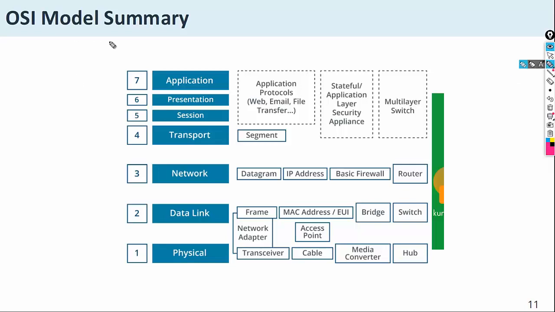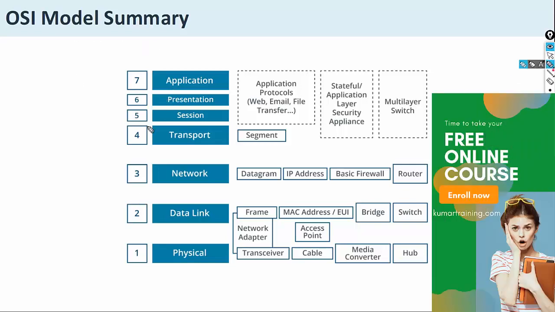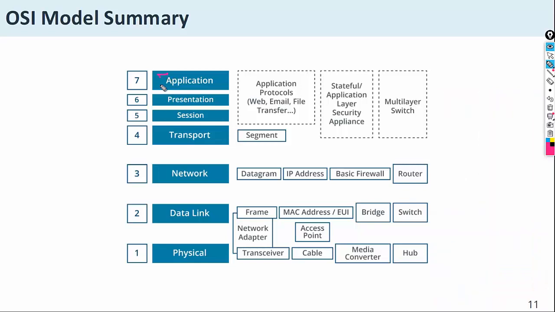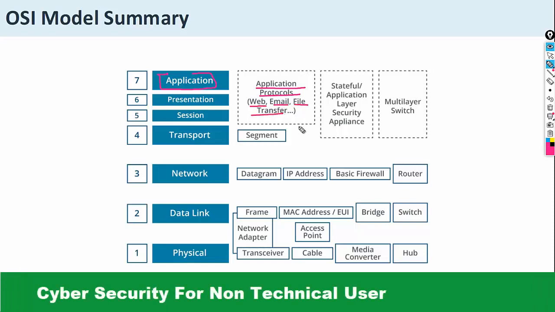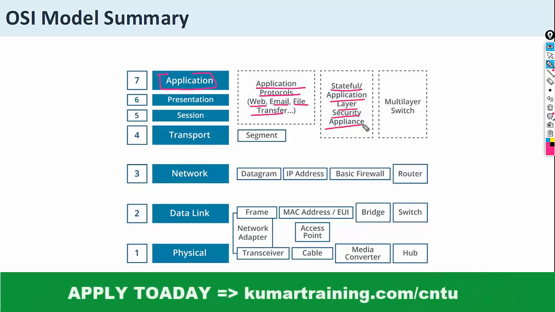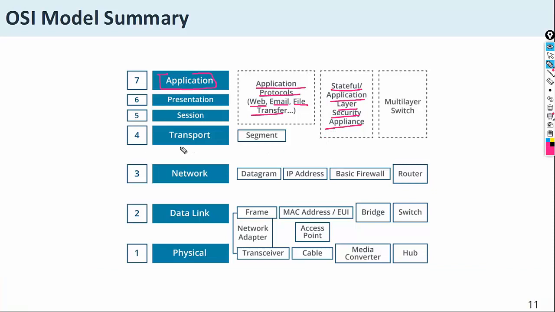So this is the OSI model summary. There are 7 layers. The first layer is the application layer. The application layer is protocols. It may be web, email, file transfer protocol or something else. These are the stateful application layers that security appliances are using. Multi-layer switches are working over the transport layer as well.